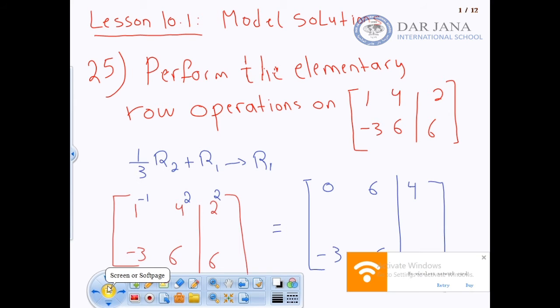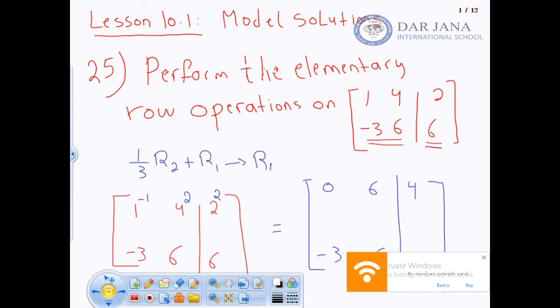In number 25, the question is: perform the elementary row operations on the augmented matrix 1, 4, 2, negative 3, 6 and 6. The operation is 1/3 R2 should be added to R1. What's 1/3 of row 2?